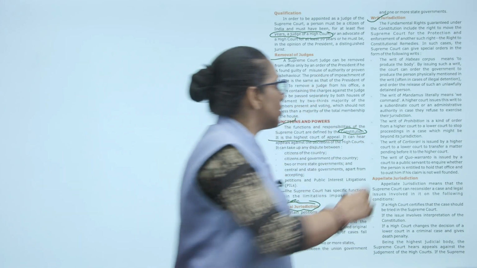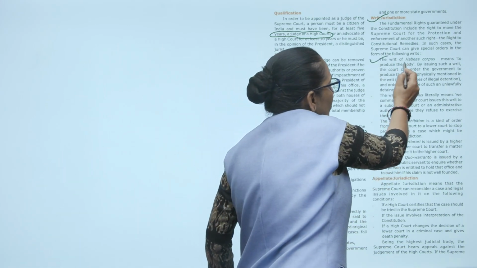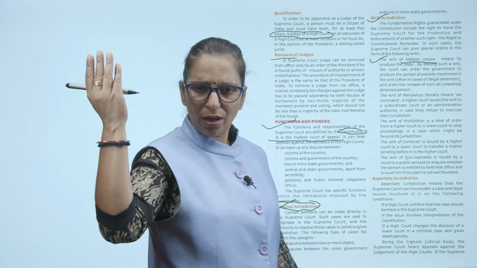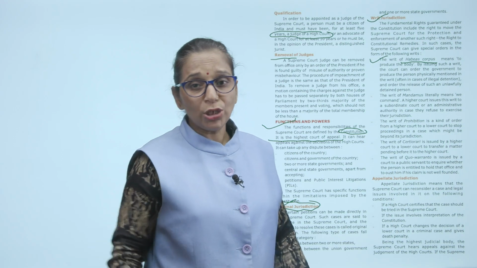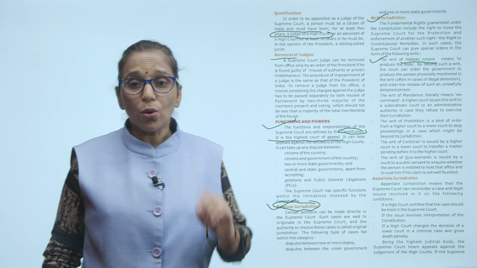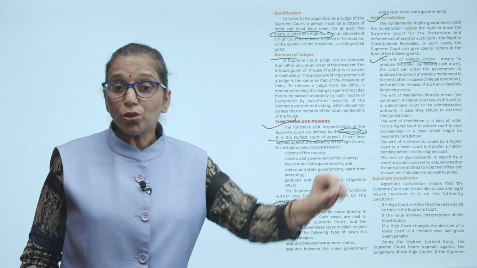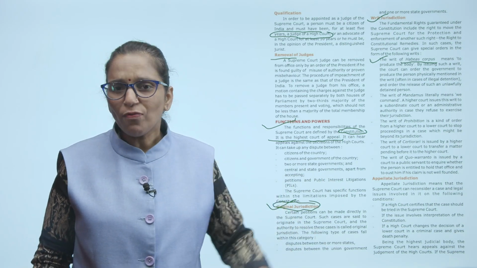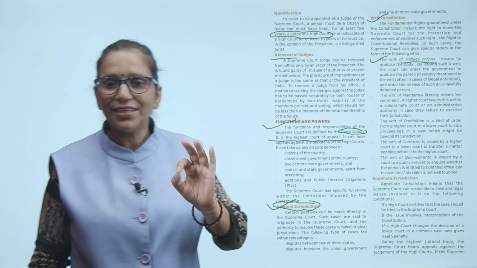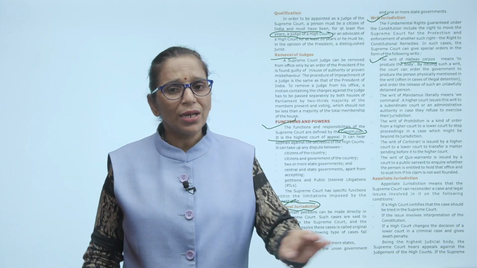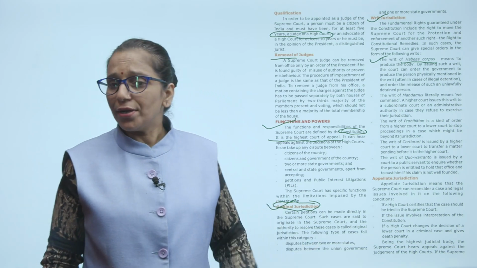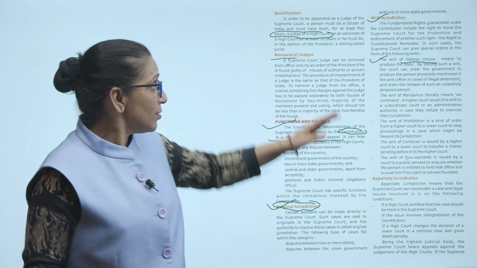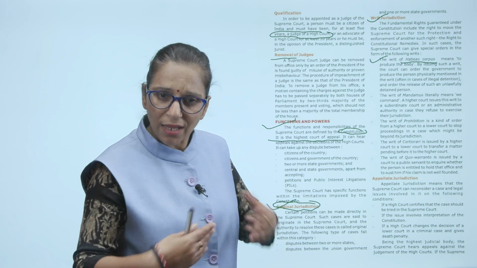Now, number 1 writ is habeas corpus. It means to produce the body, to summon the body. By issuing such a writ, the court can order the government to produce the person physically mentioned in the writ. Often it is used in cases of illegal detention, and the court can order the release of such an unlawfully detained person. This is habeas corpus, meaning produce the person in the court.